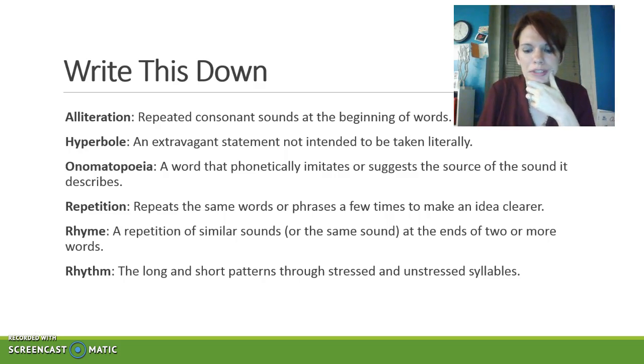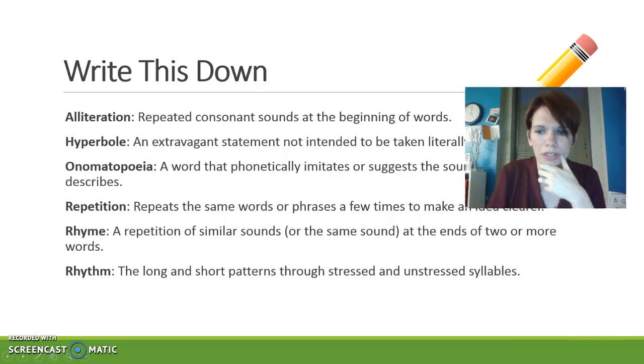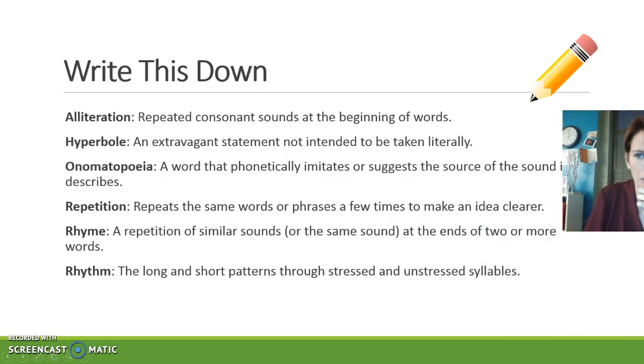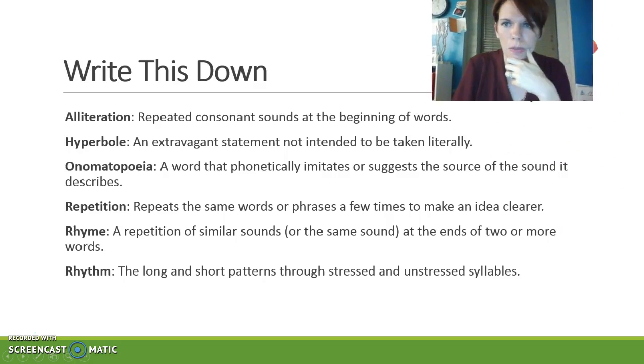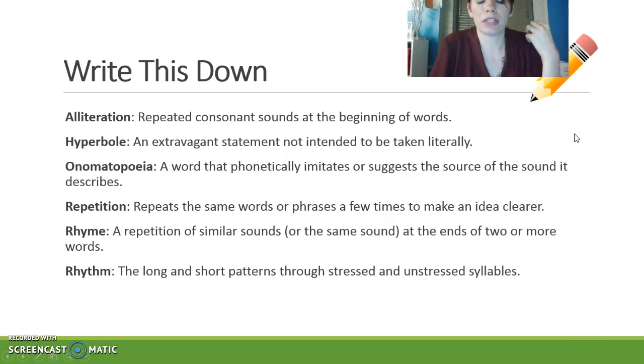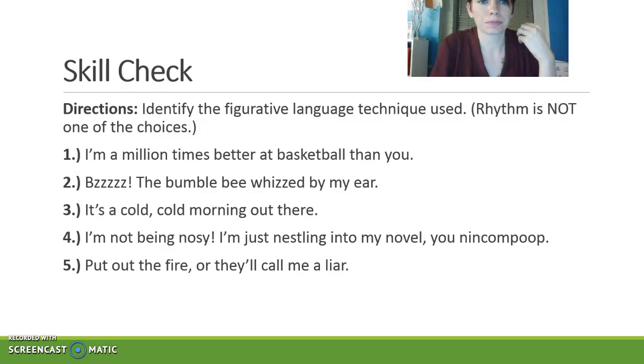All right, quick slide of notes of everything we've talked about. If you want to, pause the slide. I'm trying to find a place where I can put my face so I'm not in the way. There we go. Pause the slide so you can write down everything we've discussed.